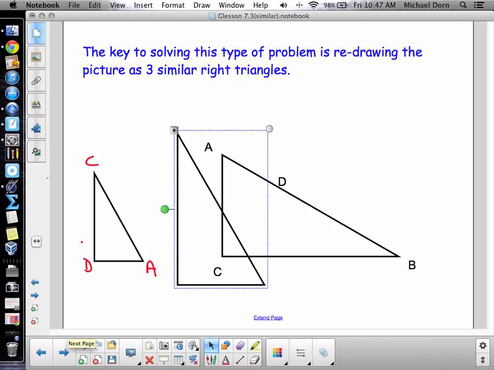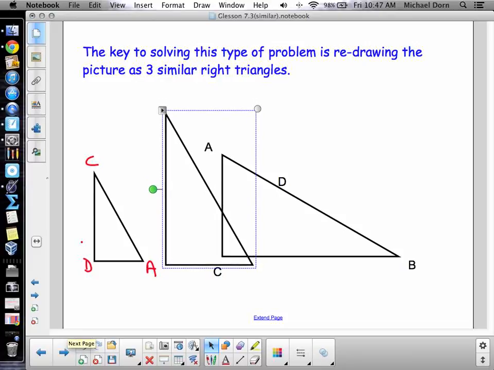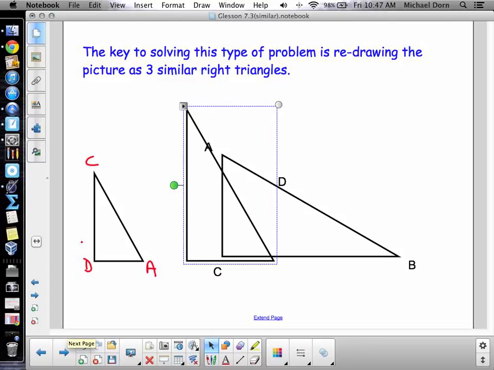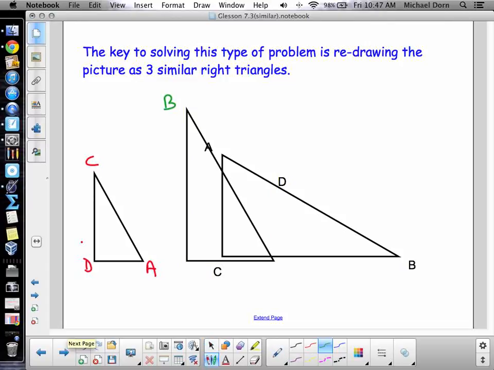So we orient it the same way, so it's easy to see. But now this is angle B. This is still the right angle D. And this is angle C down here.